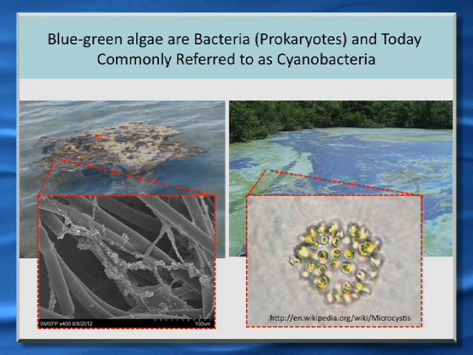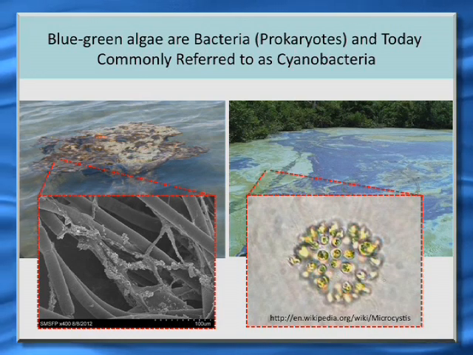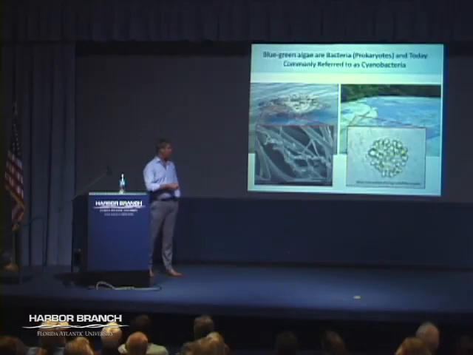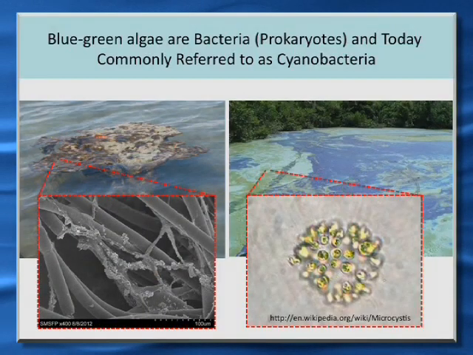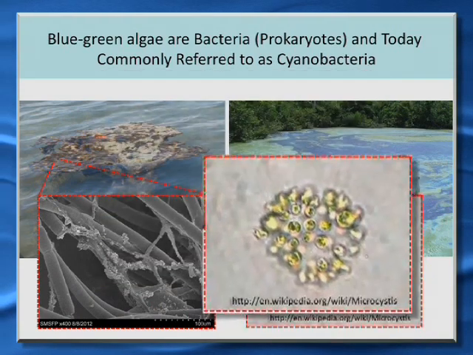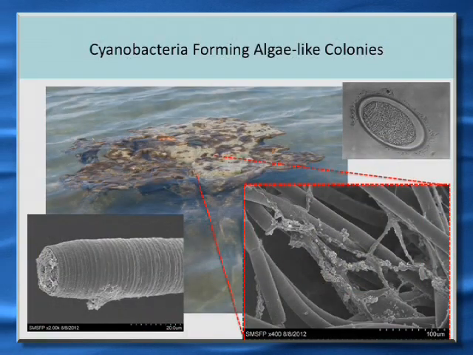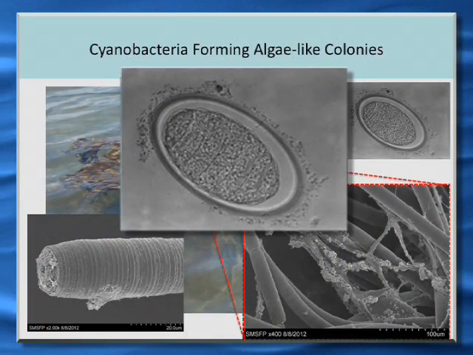These are traditionally referred to as blue-green algae, but these are actually bacteria. So they are prokaryotes, which makes them different from eukaryotic algae, in that they lack a cell nucleus. And so they are bacteria that form these relatively large colonies, often algae-looking colonies. And there are many different types. Many often form colonies that are filamentous, hair-like types. And you also have unicellular types, more phytoplankton type. So these are bacteria.